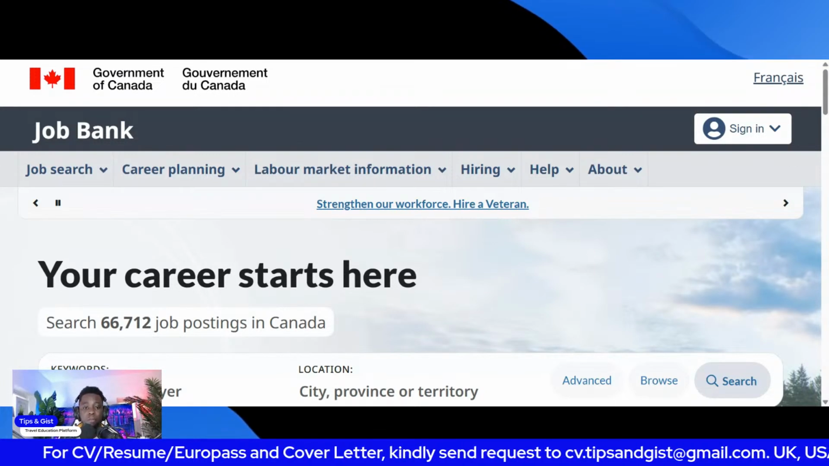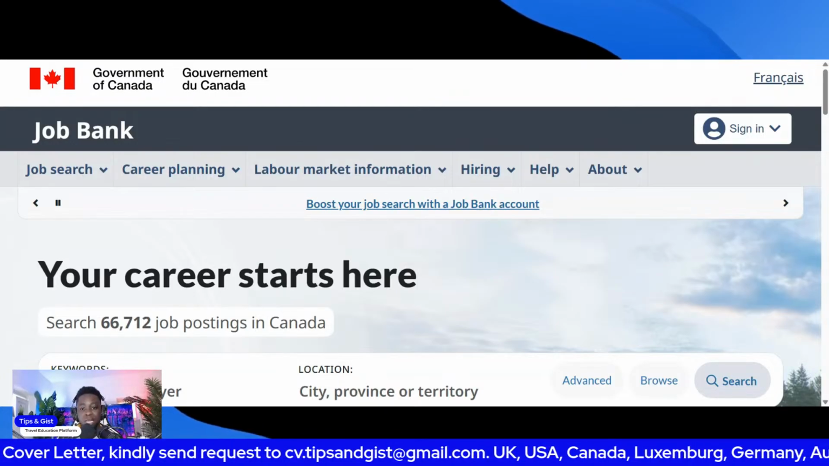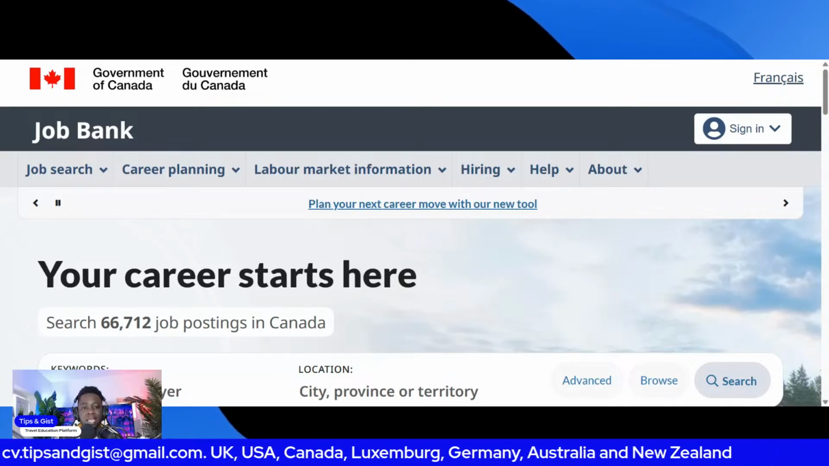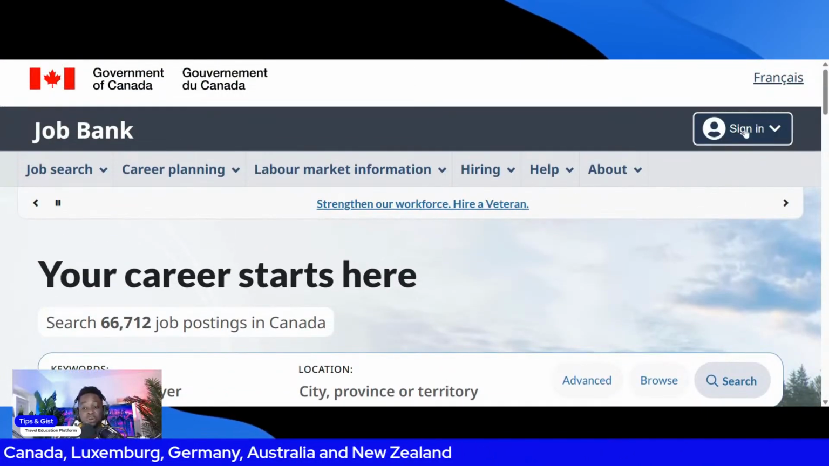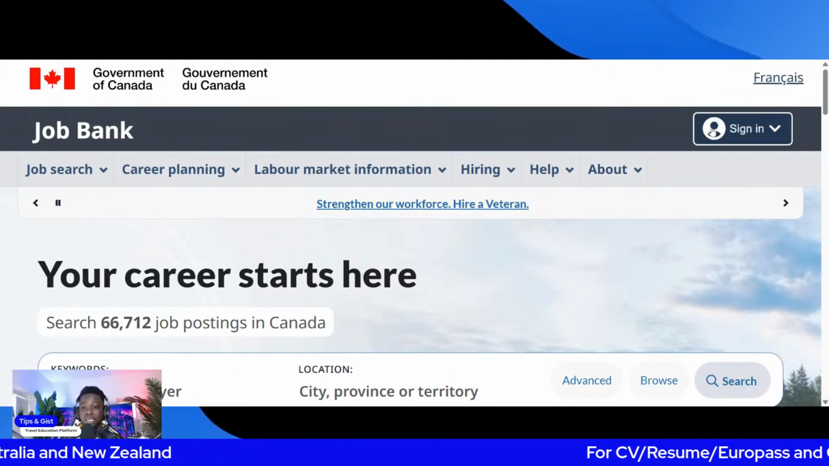When you get on the Canada Job Bank, you're going to see their government logo. You're going to see Government of Canada. You're going to see Job Bank. On your right hand side, you're going to see Sign in. You don't necessarily have to create an account with them, but creating an account gives you certain benefits.